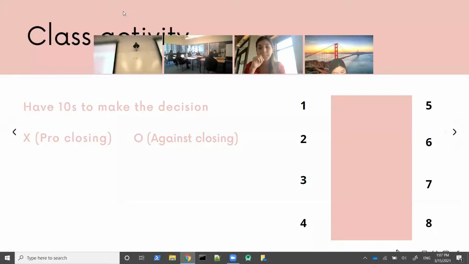Anyone against wants to tackle it? I assume that the silence is agreement. Yes. This means I'm pro closing, right? Yeah. Okay, I thought I'm against it.